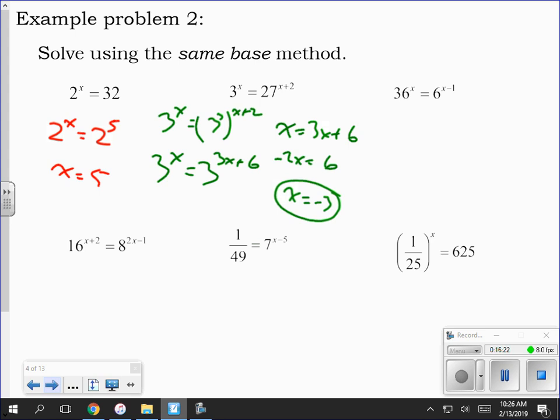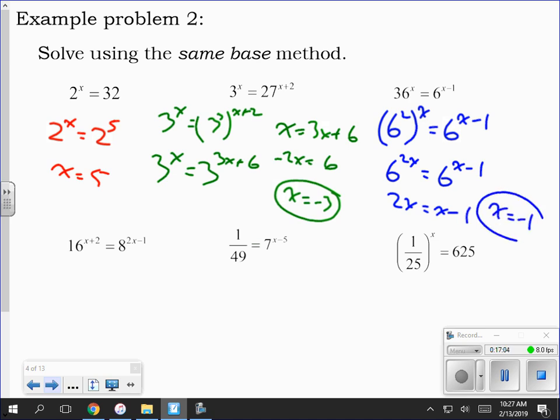Next one isn't too bad. 36 is 6 to what power? 6 to the 6th power. No, I mean, 6 to the second power. 6 squared. 6 squared to the x equals 6 to the x minus 1. 36 is 6 squared. I have the same base, but I have something in parentheses. I need to get rid of that. Multiply the exponents. 6 to the 2x equals 6 to the x minus 1. That means 2x equals x minus 1. Subtract x. x equals negative 1.